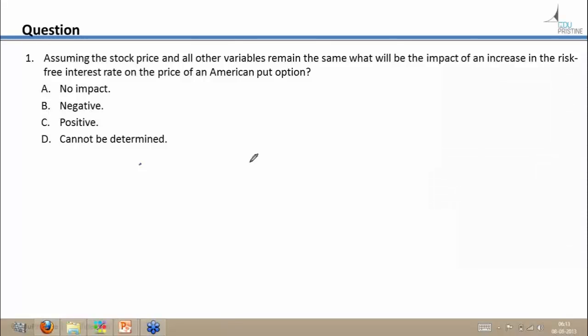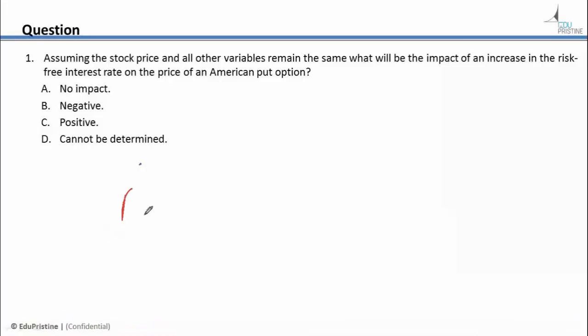Now, what is a put option? What is the basic definition of a put option? It's a right to sell. You have the right to sell. So when you sell, what happens? You receive money. So let's say you have a stock right now, and the current price is $50. You agree to sell at $50 only after 3 months.